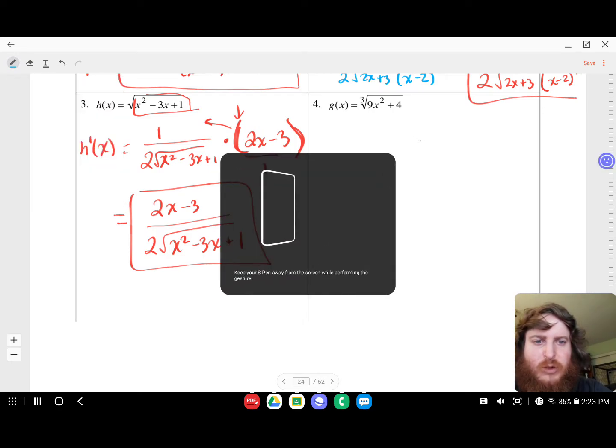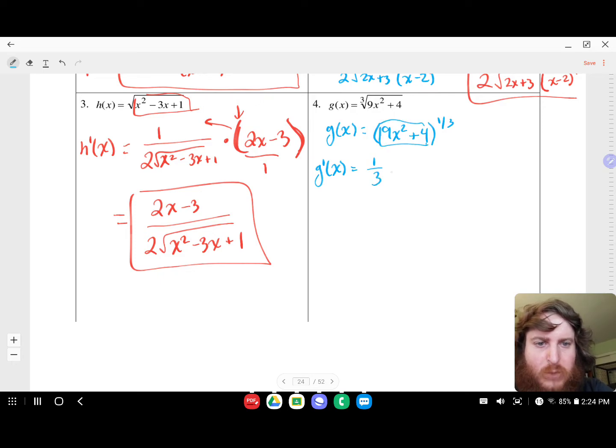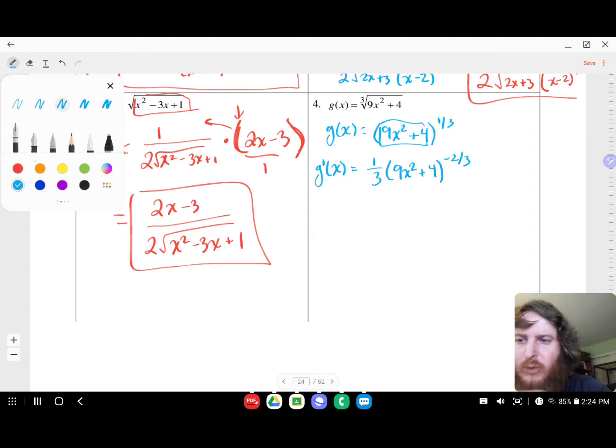This is a cube root, so we can't do the shortcut on this, right? We have to first rewrite this as 9x squared plus 4 all to the 1/3 power, right? You can only do the shortcut for radicals, square roots, not for cube roots. So in this case, g prime of x would be 1/3. Now we have a box here. So 1/3 times our box, 9x squared plus 4, to the negative 2/3 power. We get the negative 2/3 power when we subtract off 1, right? That's just doing power rule.